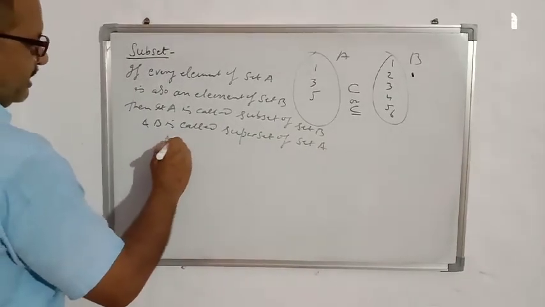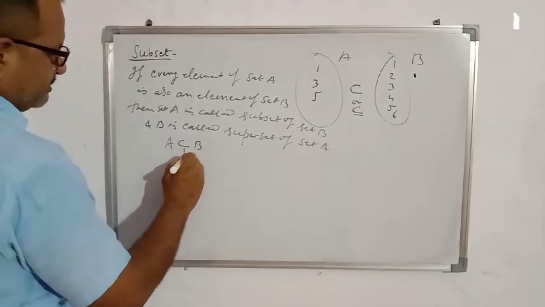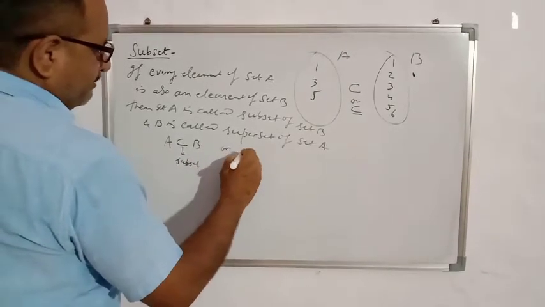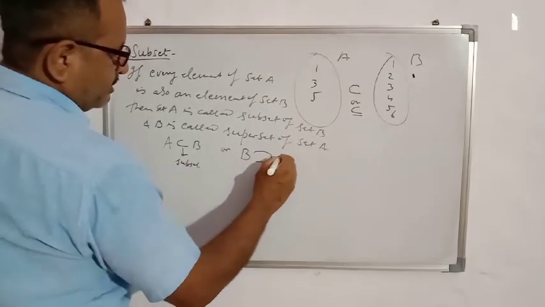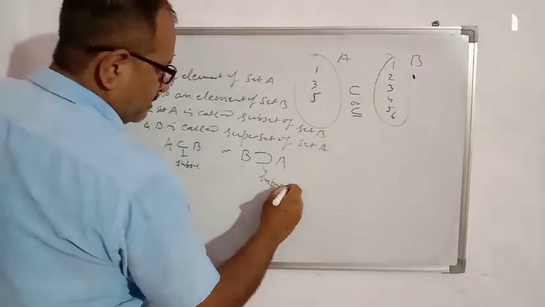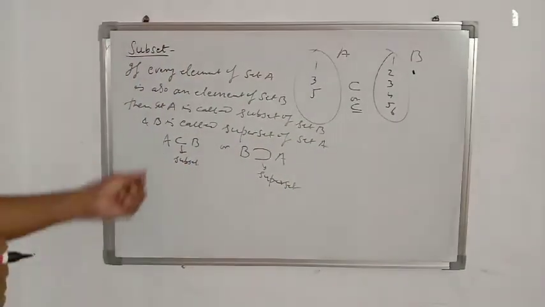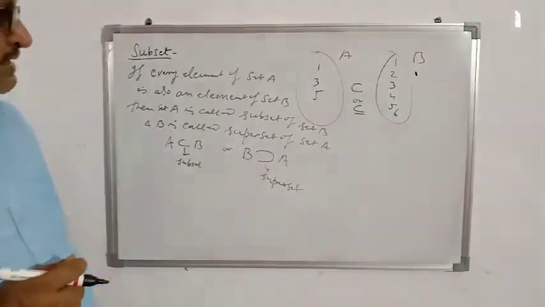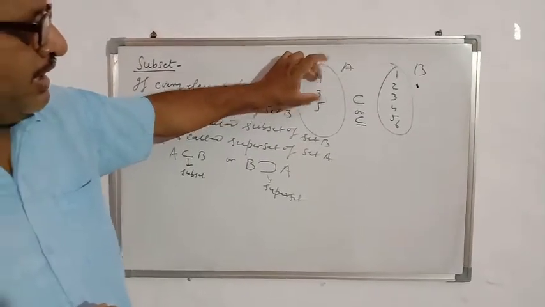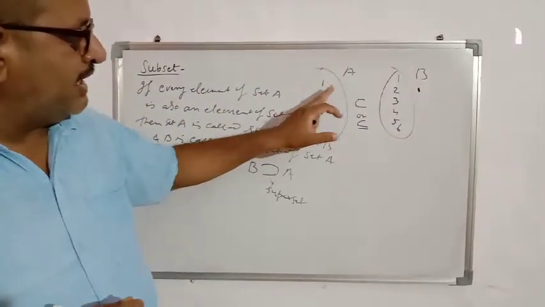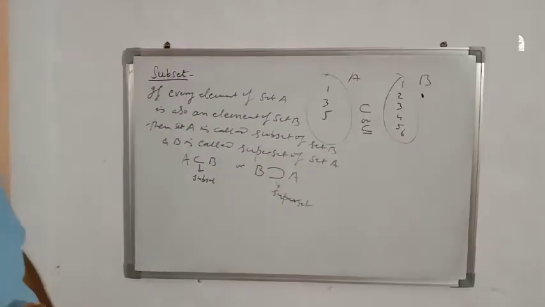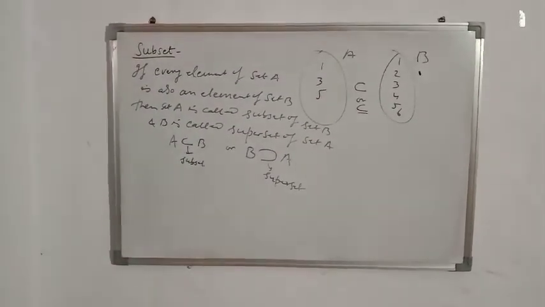A is a subset of B, we represent it like this. This is the subset symbol. Or we can say B is a superset of A. This is the superset symbol. So this is the symbol of subset, this is the symbol of superset. A is a subset of B. So if every element of set A lies in set B, we can say that A is a subset of set B and B is called the superset of set A. So this is the subset of a set.